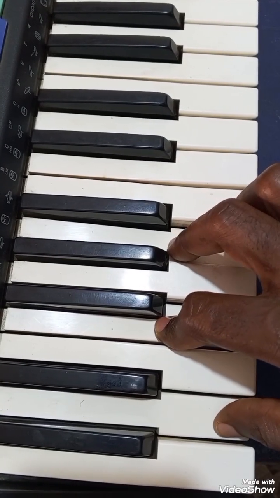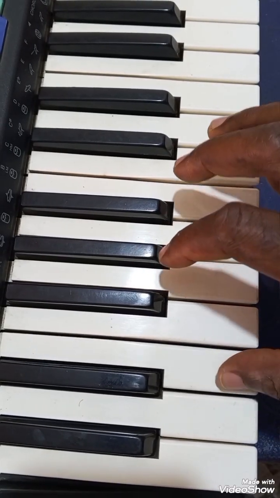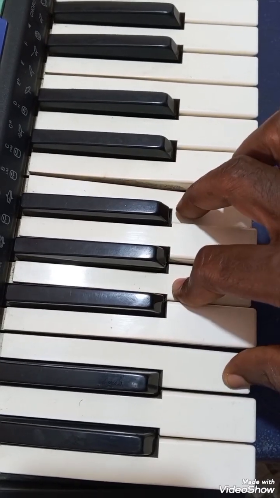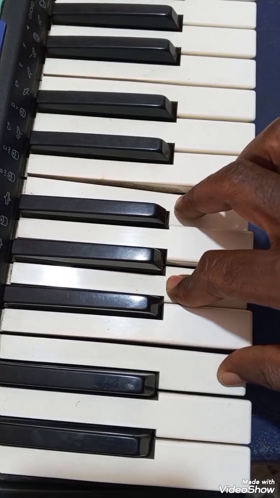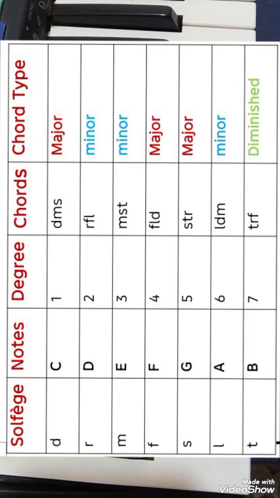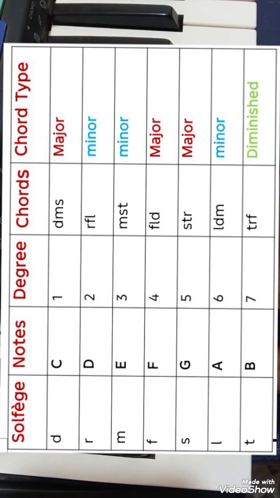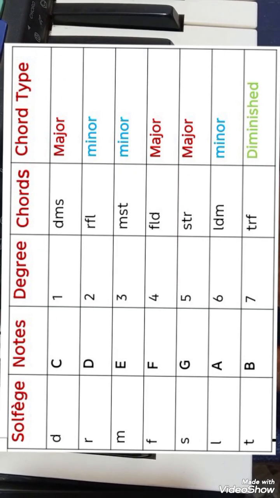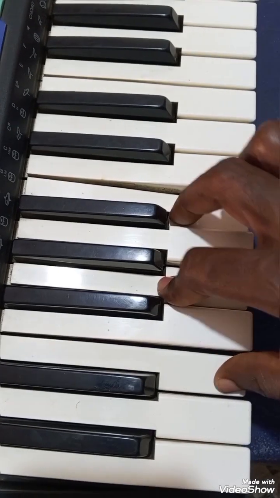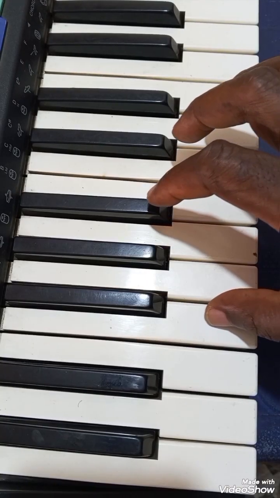So let's proceed to chord 3. Mi, So, Ti. Here we have Mi, So, Ti, which is our Mi chord. This Mi chord, which is chord 3, is minor because it is E minor. So let's proceed to chord 4.